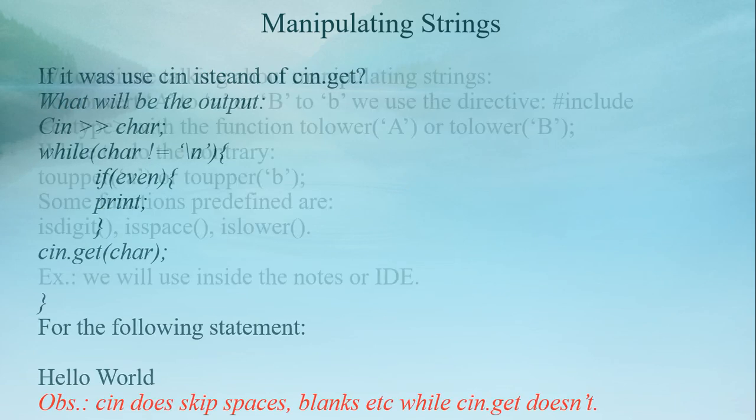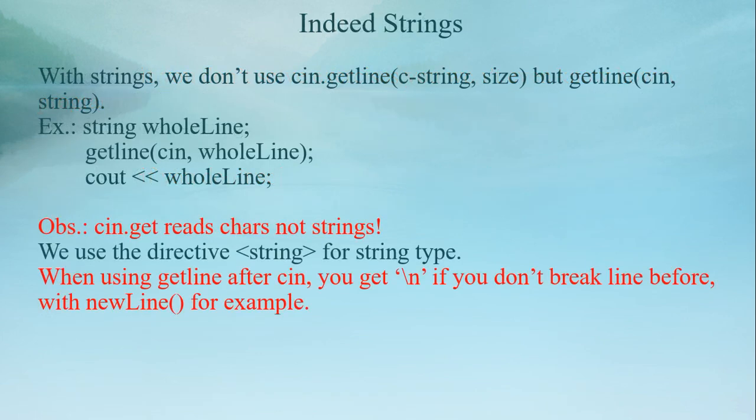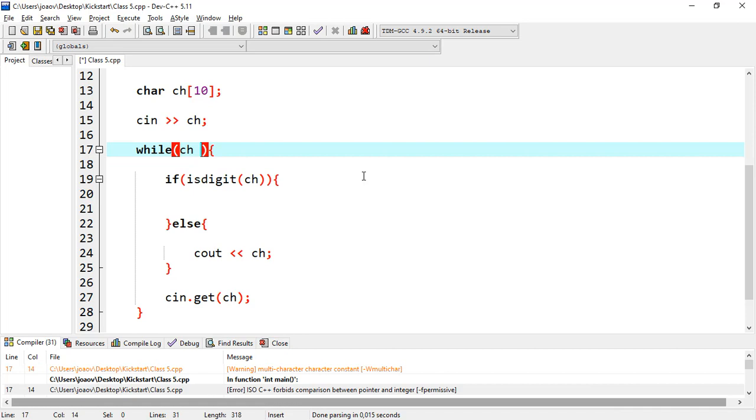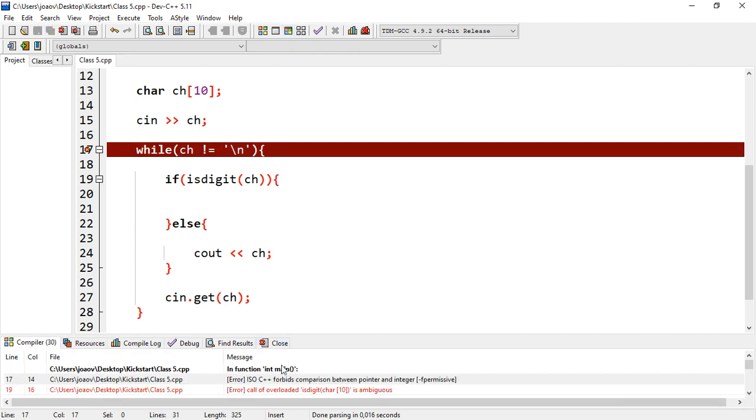So it's the dash from the left to the right. So if this is different from the break of line, just use this. All right, there was a problem here because we cannot overload. Overloaded isdigit of char of 10 is ambiguous.